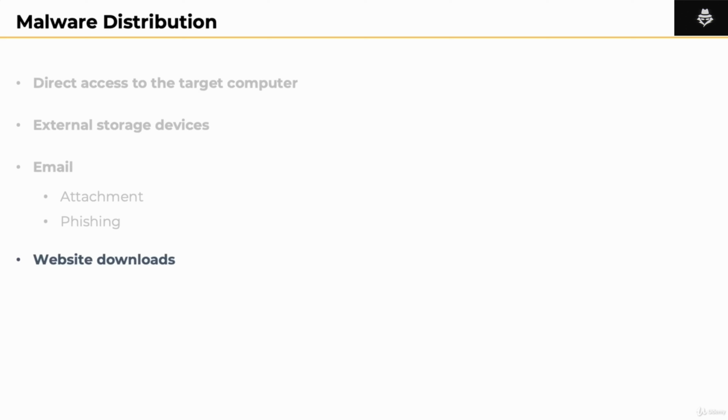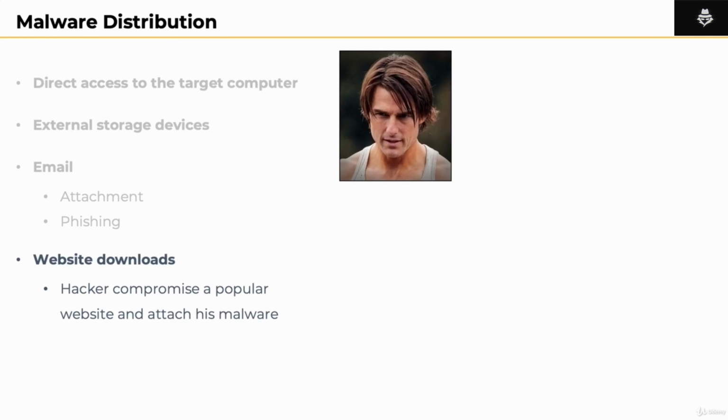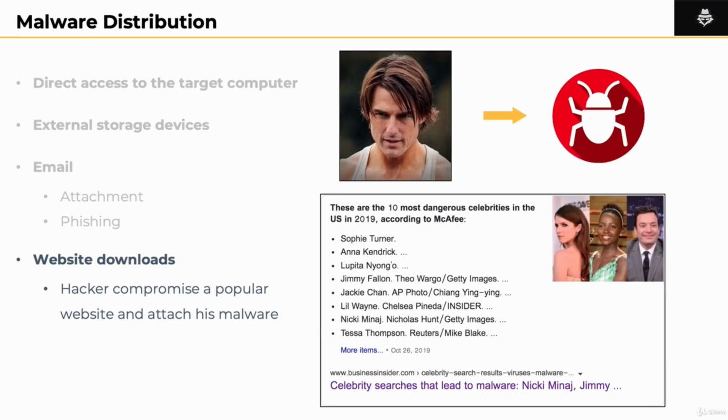Usually, websites of celebrities. So when an innocent user is thinking he is downloading a picture of Tom Cruise, he is in fact downloading malware. Celebrity names are very much used in malware distribution. That's why some security companies come up with the most dangerous celebrity list every year.